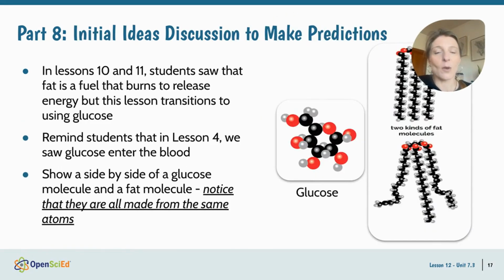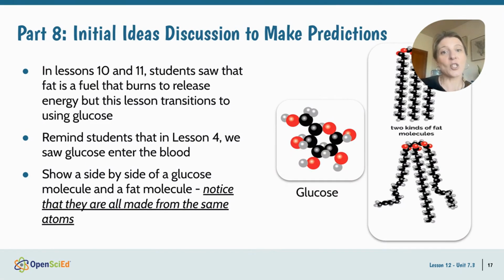In part 8, when we do the initial ideas discussion to make predictions, teachers often ask where the guide switches fuels, right? Because in the previous lessons, we've been talking about fat, and now all of a sudden we're talking about glucose. So where does this happen? This really happens in part 8. Don't feel like you missed a page.